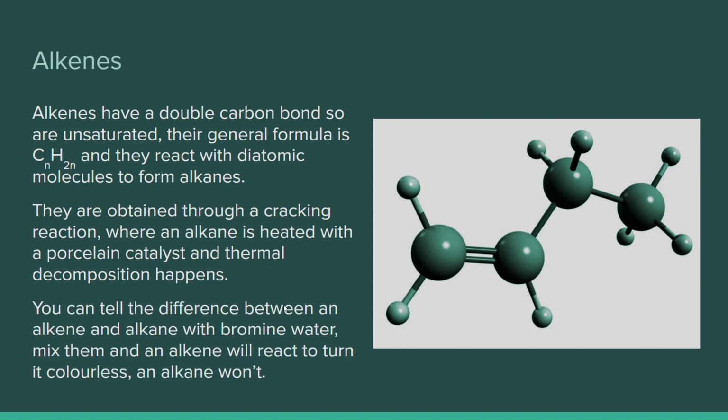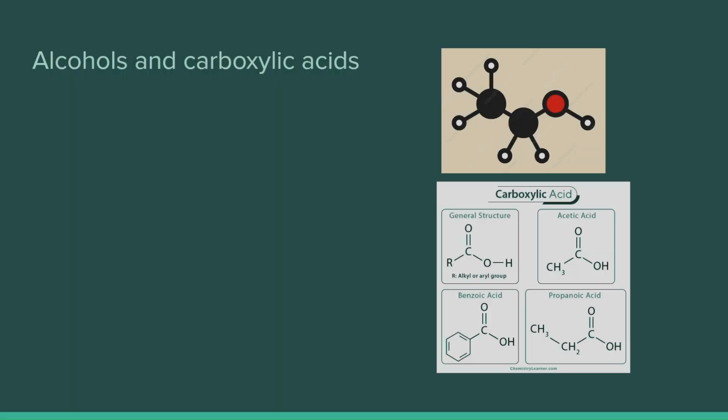You can tell the difference between an alkene and an alkane with bromine water. If you mix them, an alkene will react with the bromine to turn it colorless, and an alkane won't react with it, so it will stay orange.